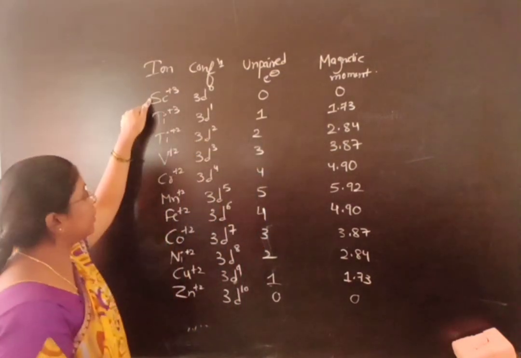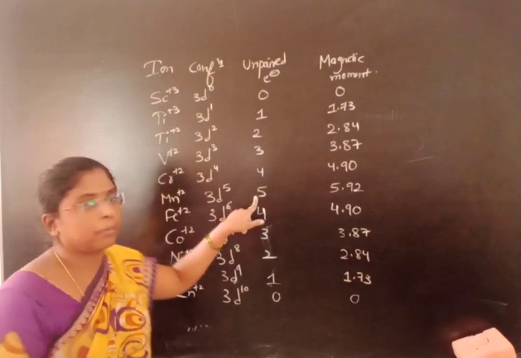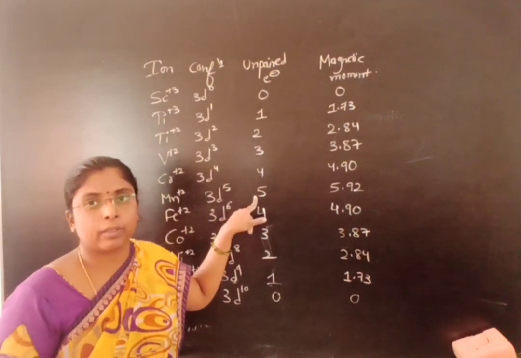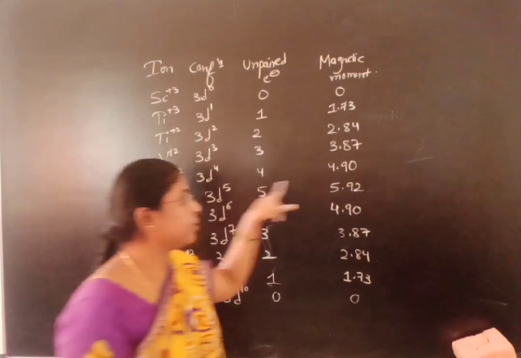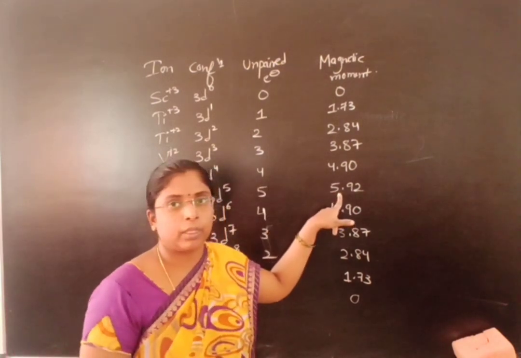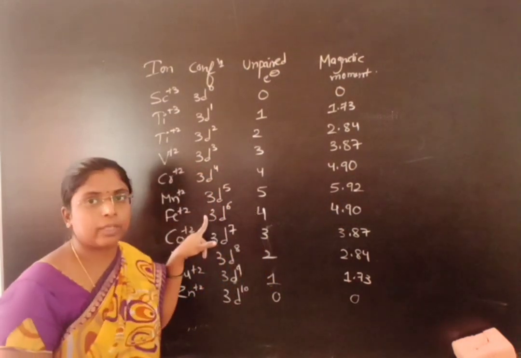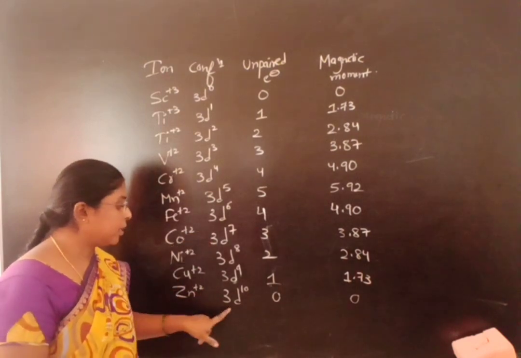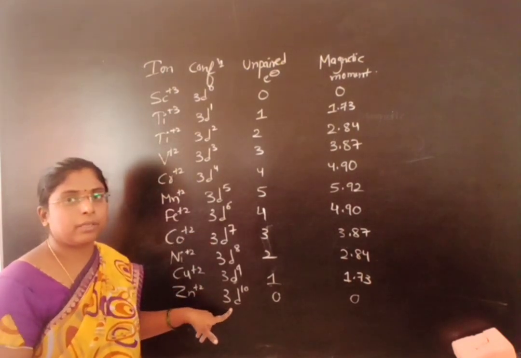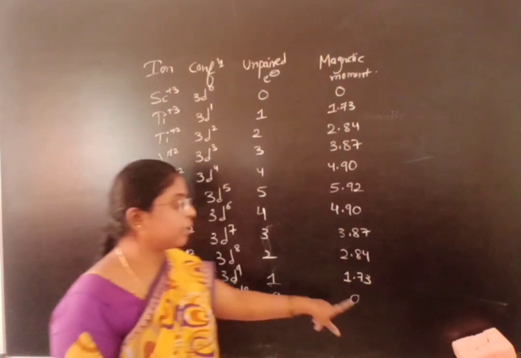If you see from scandium to manganese, the number of unpaired electrons increases. Manganese has the most unpaired electrons, 5. So the magnetic moment is highest in the case of manganese, hence its magnetic moment is 5.92. Later on, because of the pairing of electrons, the number of unpaired electrons goes on decreasing. Since Zn plus 2 has a completely filled orbital, its number of unpaired electrons is 0, and its magnetic moment is also 0.